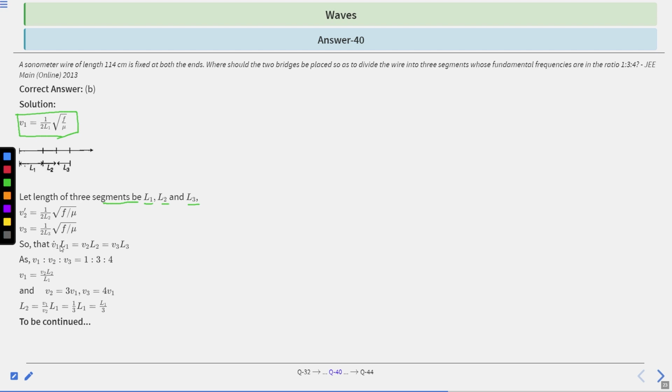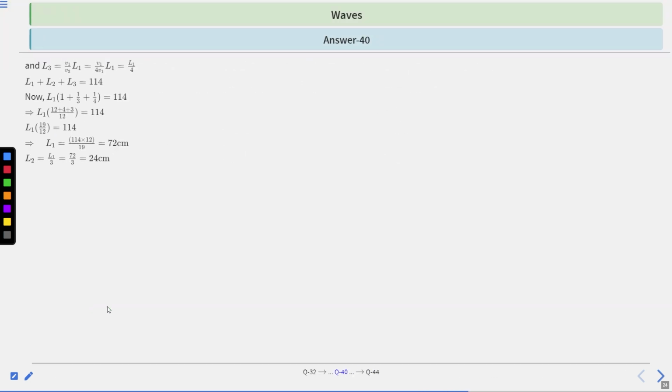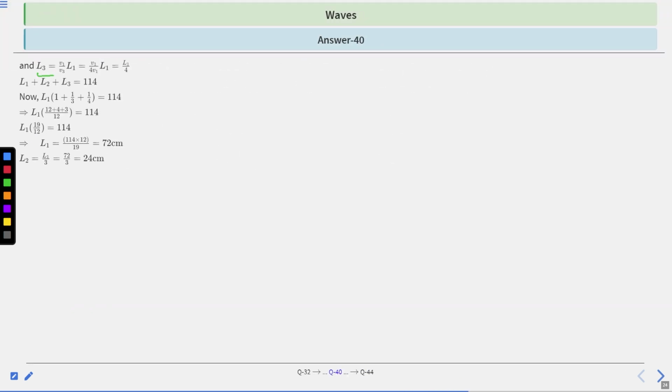So V1 L1 is equal to V2 L2, equal to V3 L3. As the ratio V1 : V2 : V3 is given, V2 equals 3V1 and V3 equals 4V1. This is given in the question. So L2 equals V1 divided by V2 multiplied by L1, which is equal to 1 by 3 multiplied by L1. And L3 is V1 divided by V3 multiplied by L1. So putting in all terms, you will get L3 equal to L1 divided by 4.